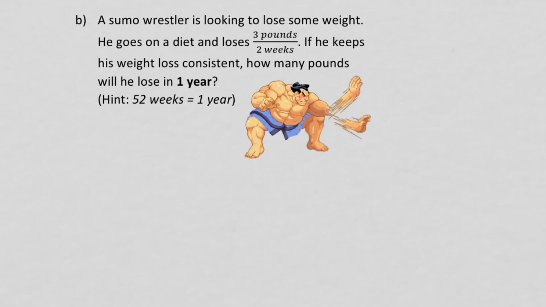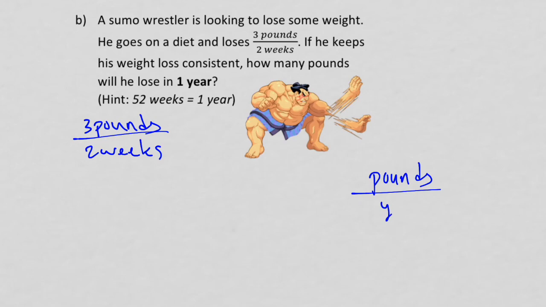Okay, so what I have to start with is 3 pounds, 2 weeks. What I want is pounds, year, right? How many pounds in 1 year? So what I need to do is multiply the 3 pounds in 2 weeks times something that will allow me to convert. I don't need to convert pounds, right? It's already pounds what I want. What I need to do is convert weeks. Weeks needs to change into years.